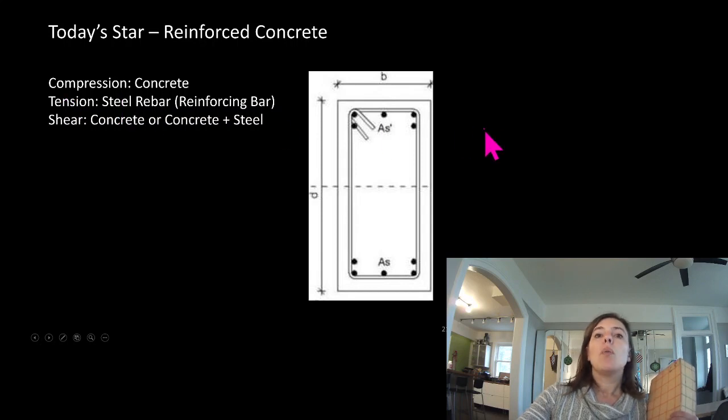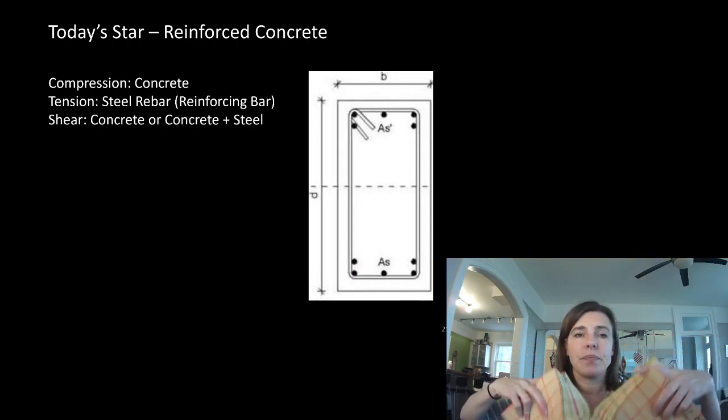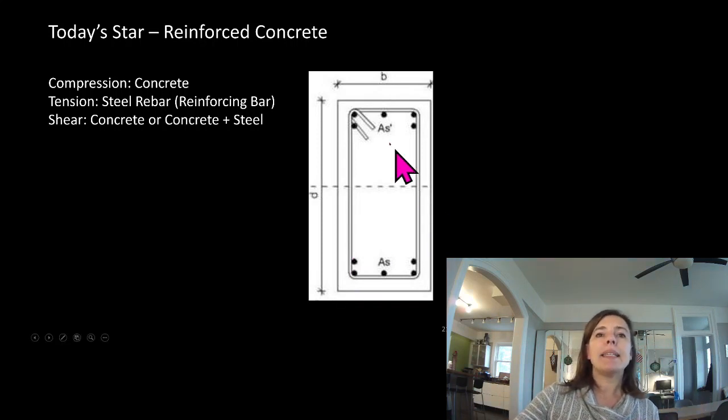Tension? Well, in tension, we use our steel. So especially if we're talking about bending. And in shear, we actually use these ties and we use the cross-sectional area of the concrete.